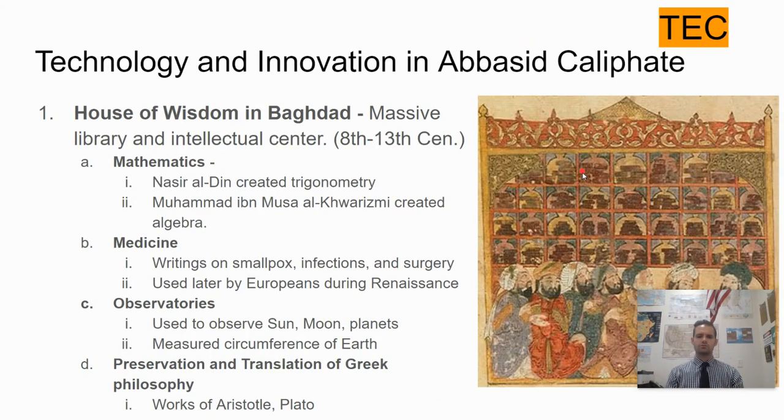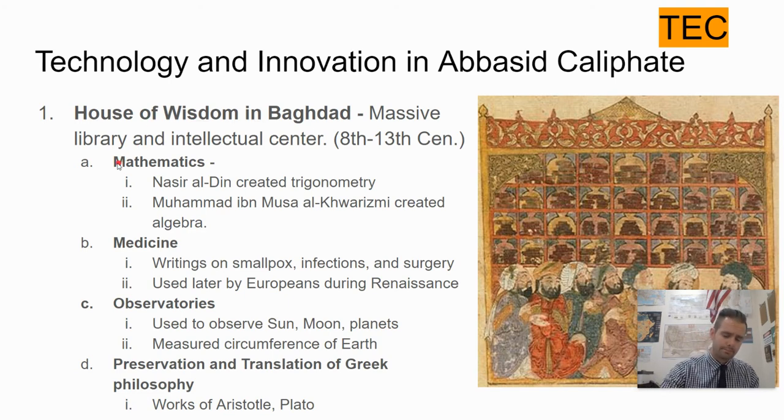Let's go ahead and move on to the technology and innovation of the Abbasid Caliphate. I've mentioned this a couple times already, so you know it's important. When I mention something multiple times, it must be important in some way, shape, or form. And this is especially important in terms of technology. We want to know what type of technology exists in the Islamic world, but we also want to know how it got there and what the effects of that technology are.